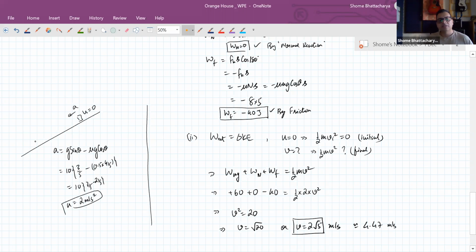So if you're starting from rest through a displacement of s, v square will be 2as. So for s equal to 5 meters, so v will become square root of 20. So you can see that this is verified from kinematics. Okay.